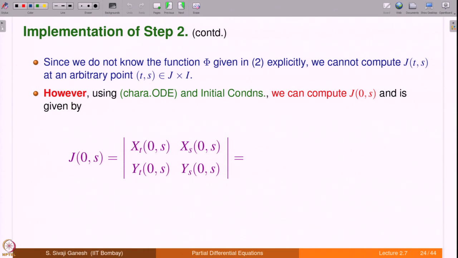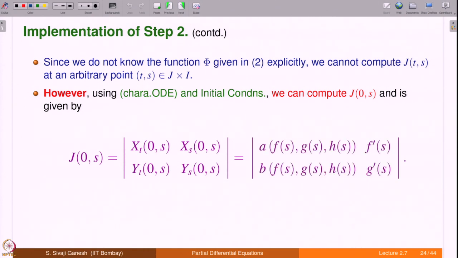x_t, y_t are solving ODEs, so from there you get A, B. x(0, s) is f(s), therefore the derivative of that with respect to s is f dash of s. Similarly, y_s is g dash of s. So, we want this to be non-zero.